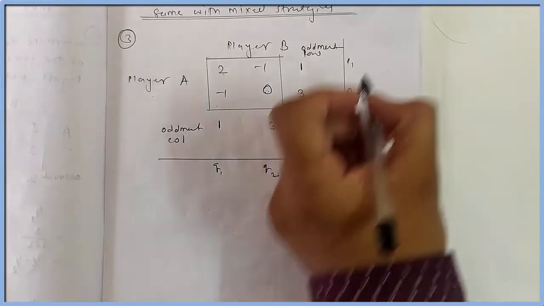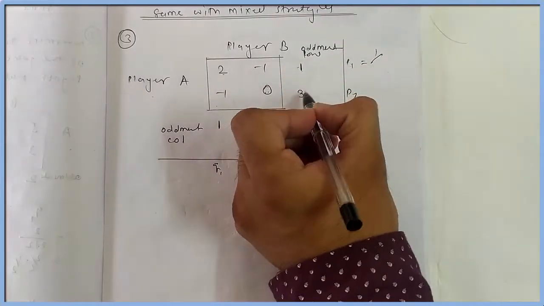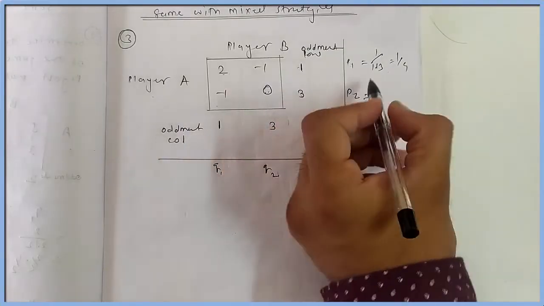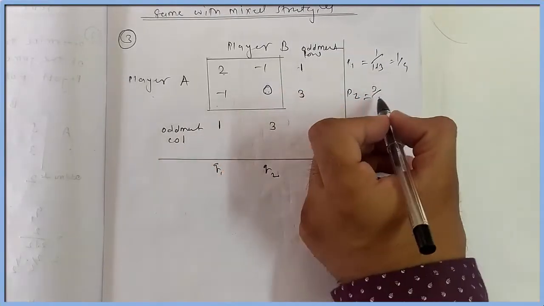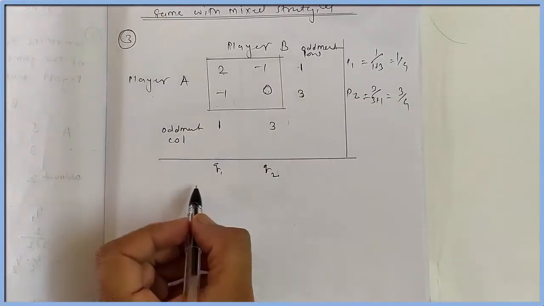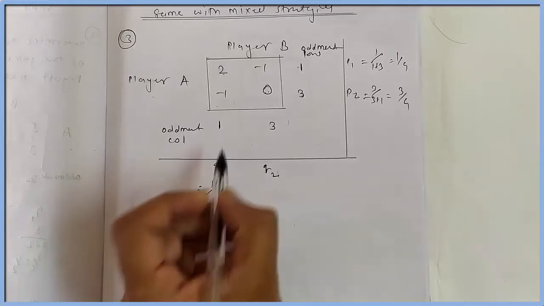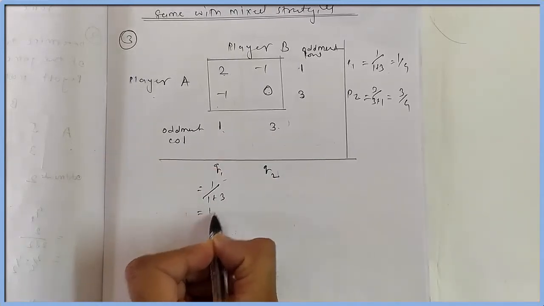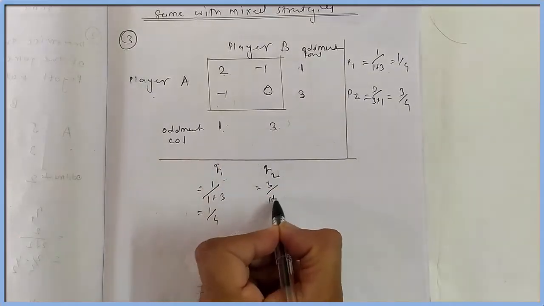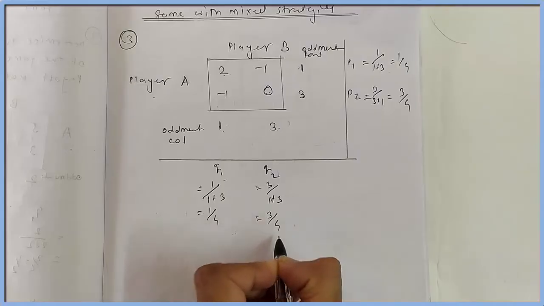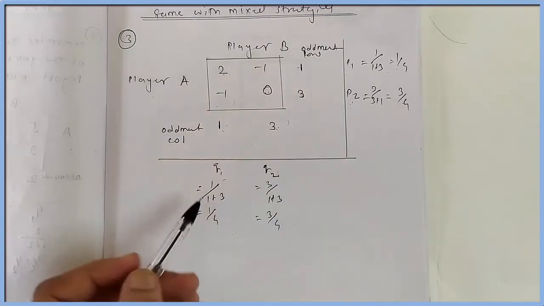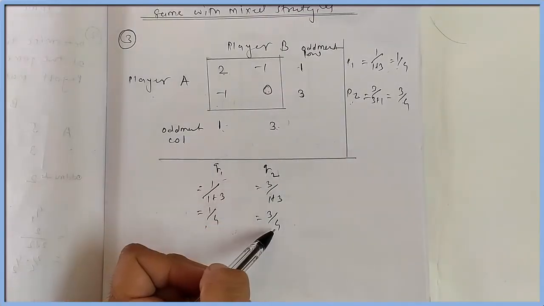Here P1 is equal to 1 by 1 plus 3 is equal to 1 by 4. P2 is equal to 3 by 3 plus 1 is equal to 3 by 4. Now calculate the probability Q1 and Q2. Q1 is equal to 1 by 1 plus 3 is equal to 1 by 4. Q2 is equal to 3 by 1 plus 3 is equal to 3 by 4. Therefore, P1 is equal to 1 by 4, P2 is equal to 3 by 4, Q1 is equal to 1 by 4 and Q2 is equal to 3 by 4.